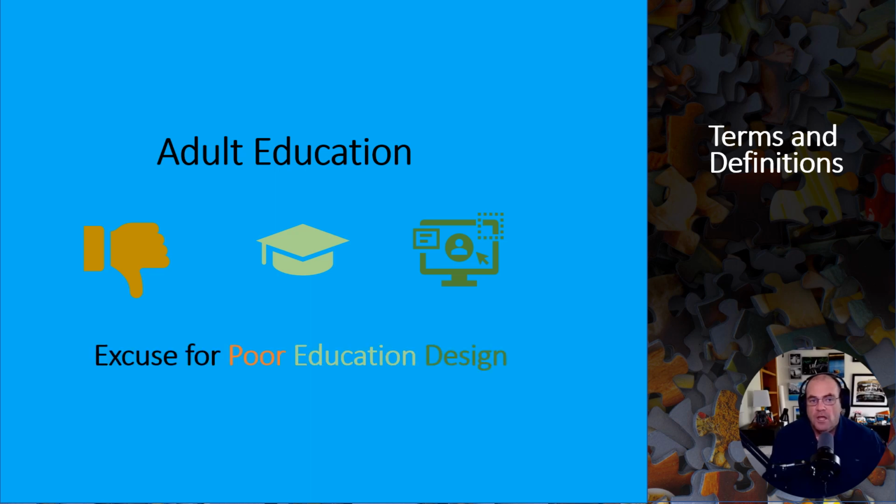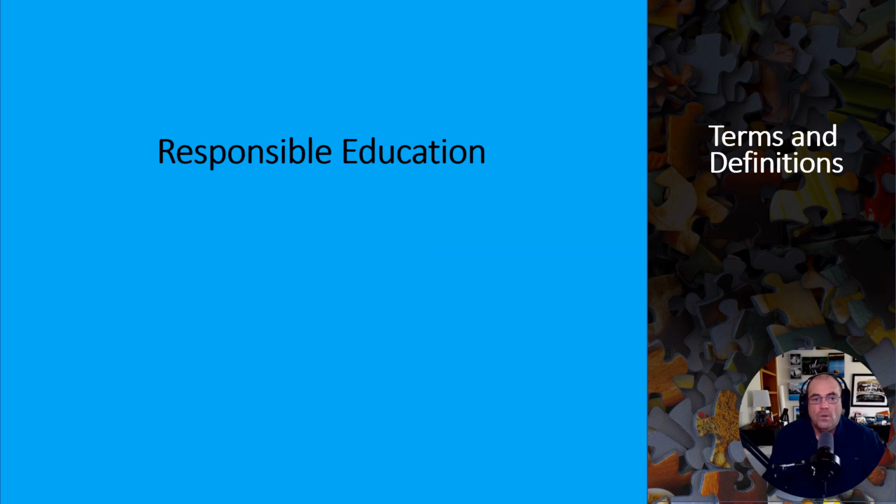So again, adult education is usually an excuse for poor design. It's how you shift the responsibility of poor course design onto your learners, and it's not a great thing, especially when a learner is paying big money for your course. What I think we should be using is the term responsible learning.